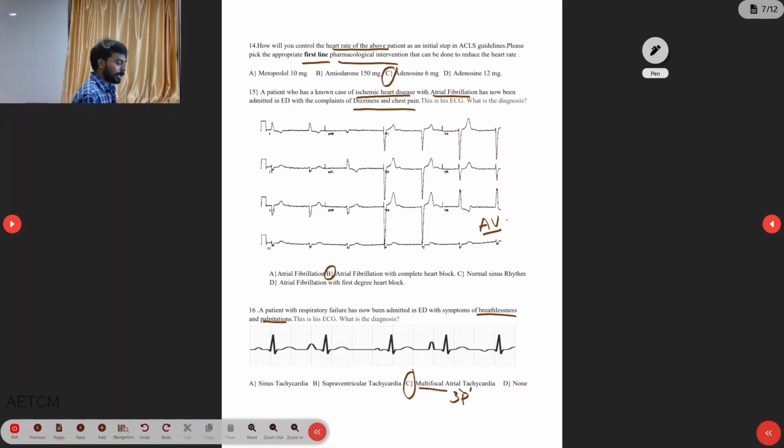As we have discussed earlier, P waves should usually be dome shaped in lead 2 and biphasic in lead V1. So if you want to say the ECG shows multifocal atrial tachycardia, the P waves may be dome shaped, biphasic, or some other slanted shape. Here you can see different morphologies of P waves. So that's why it is multifocal atrial tachycardia. But whatever it may be, our duty is to control the heart rate.